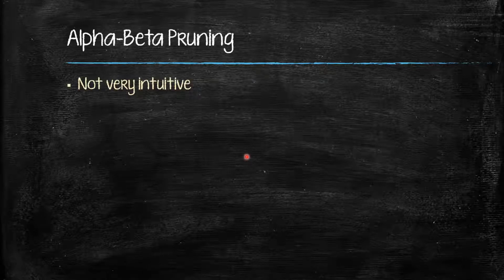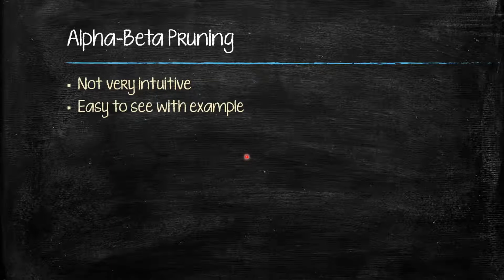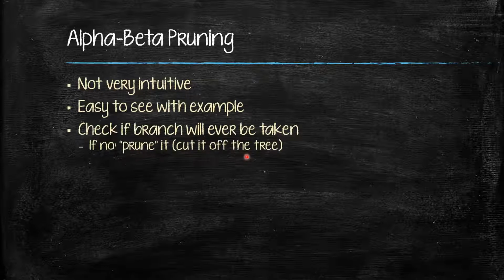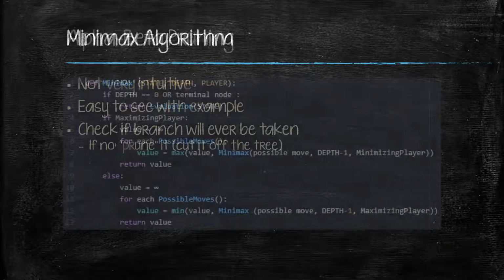So alpha-beta pruning is not terribly intuitive. I can't just tell you and have you understand what it says, but it's easy to see with an example. We're going to check if a branch will ever be taken, and that's essentially what alpha-beta pruning does. If the branch will never be taken, we prune it off the tree. That is, we cut it off.